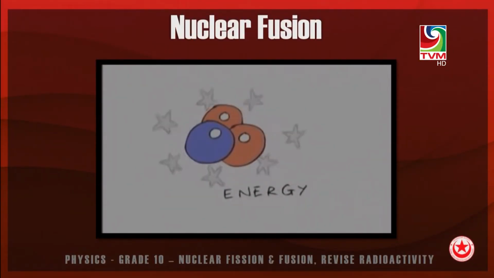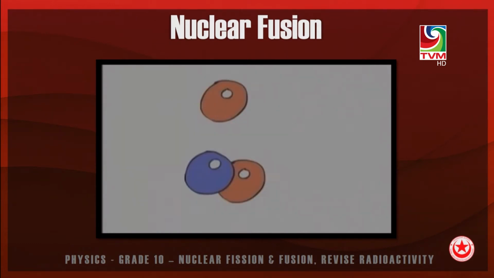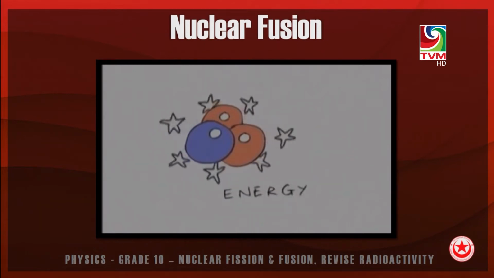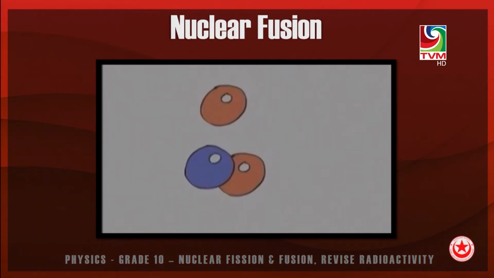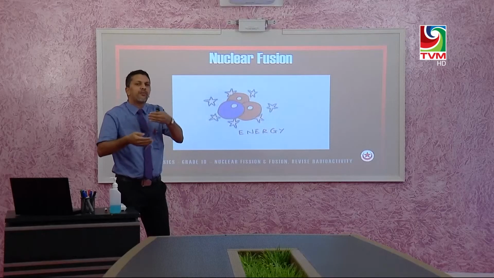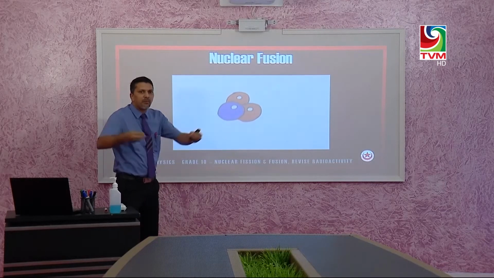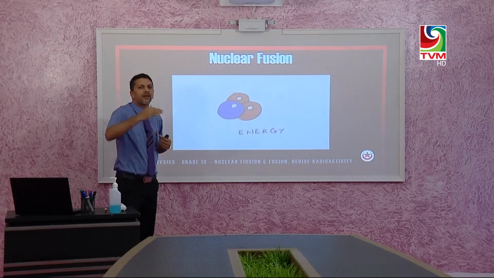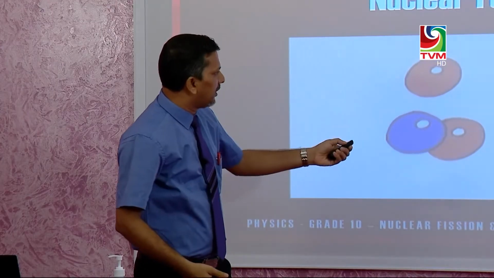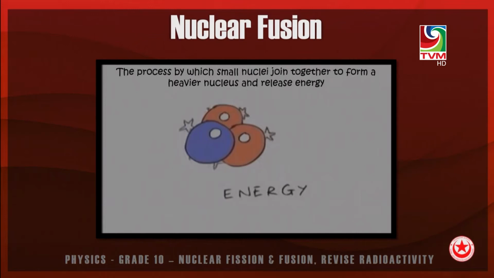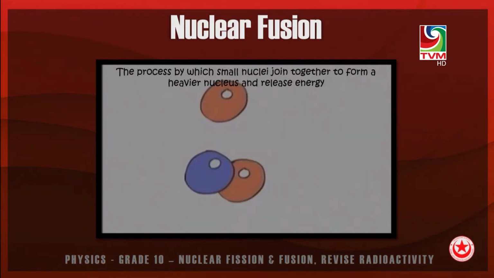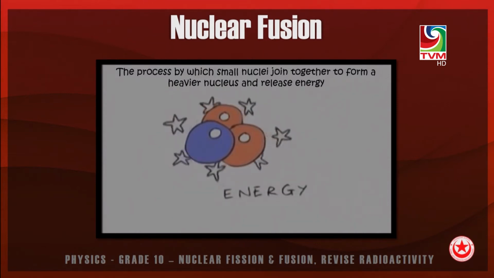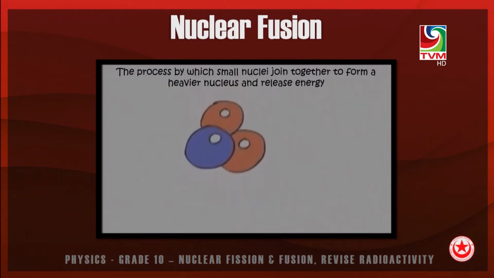Next one is nuclear fusion. In nuclear fission, we know a large nucleus breaks into smaller nuclei and releases a lot of energy, and nuclear fusion is just the opposite of that. Smaller nuclei join together to form a large one and release a lot of energy. Now look, small nuclei join together and form a large nucleus and release a lot of energy, and this process is called nuclear fusion.